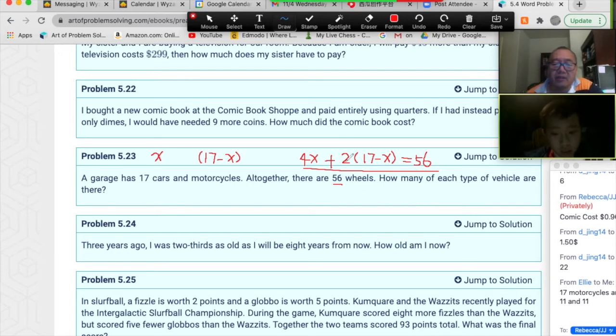Say x is the number of cars. Then times 4 gives you the wheels of the cars. Then 17 minus x is the number of motorcycles. This number times 2 gives you the wheels of the motorcycles. Adding these together gives you 56, that's the total wheels.